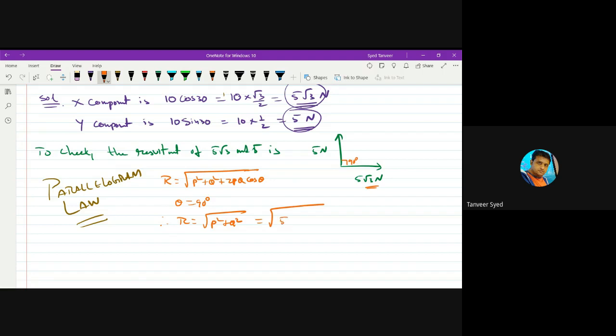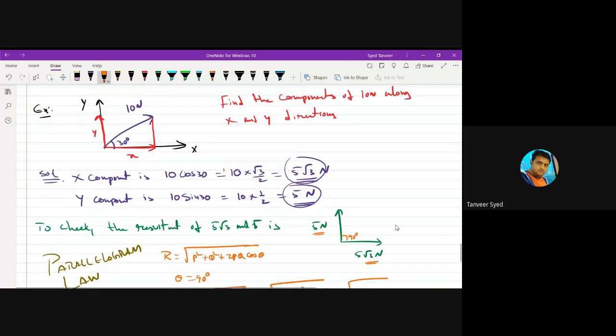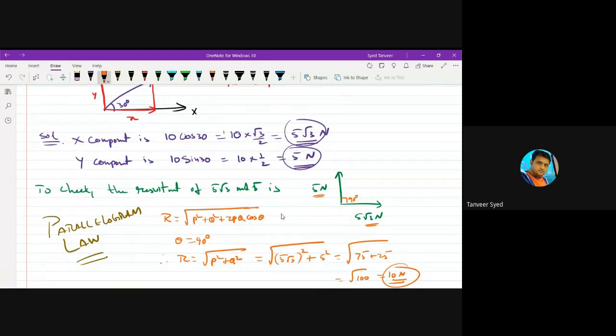Here p is 5 root 3, so 5 root 3 whole square, plus q, which is 5 square. 5 root 3 whole square is 25 into 3, which is 75. 5 square is 25. Root of 100 is 10. That means if you combine 5 root 3 and 5 as per vector rules, again you are getting the 10 Newton vector, which is the original vector. Do you understand this point?